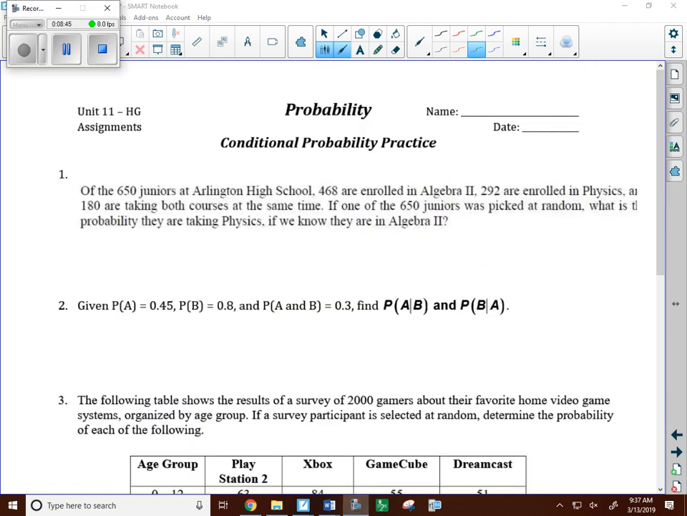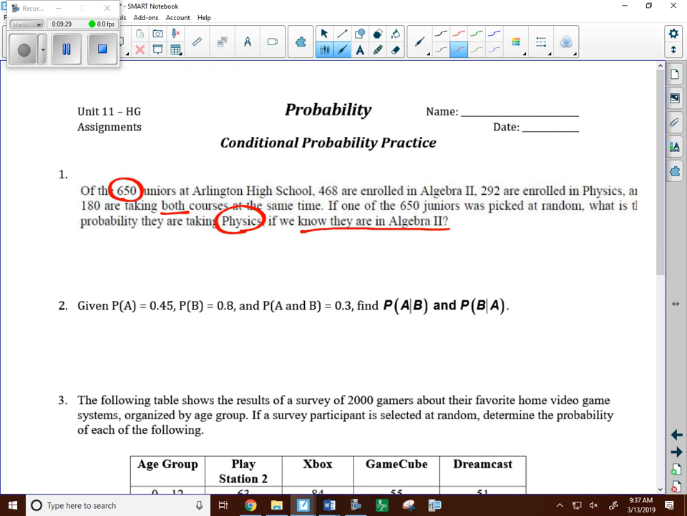Okay, so again, I'm just doing number one from the practice now so that it has a word problem example instead of another table one. On this one, we're at Arlington High School, 650 juniors. That's our total right now for juniors. But 468 are enrolled in Algebra 2. 292 are in physics. 180 are taking both courses at the same time. If one of those 650 juniors was picked at random, what's the probability they're taking physics if we know they are in Algebra 2?